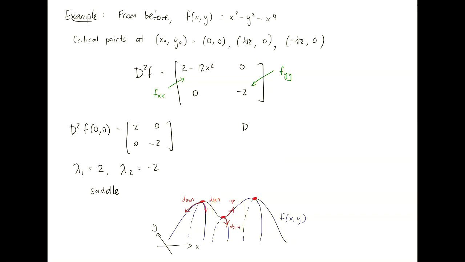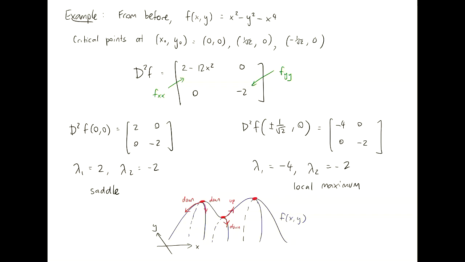The second derivative of f at plus or minus 1 over root 2, 0, let's do these both at once, is equal to, well, x only appears as an x squared, so it doesn't change anything, minus 4, 0, 0, minus 2, which means that lambda 1 is equal to minus 4, and lambda 2 is equal to minus 2. So this is a local maximum. And of course, that is exactly what we found by shoving this into Mathematica, looking at it and seeing that that is clearly a saddle and those are clearly local maxima. So math appears to work. That's good.